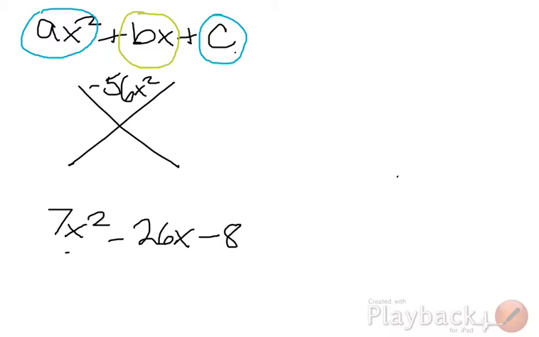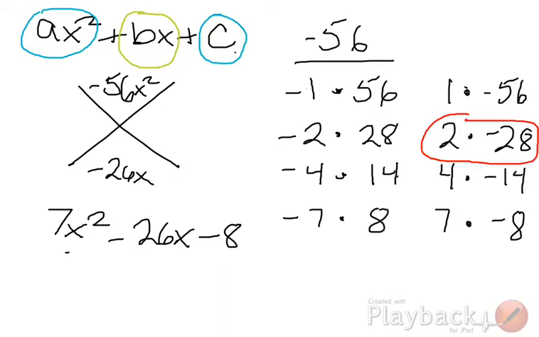Okay, at this point, we are trying to find the multiples of negative 56 that will add to be negative 26. So you could just think of all the multiples of 56. Okay, so here are all the factors, and I found the one that gives us a negative 26. That's a positive 2 and a negative 28.